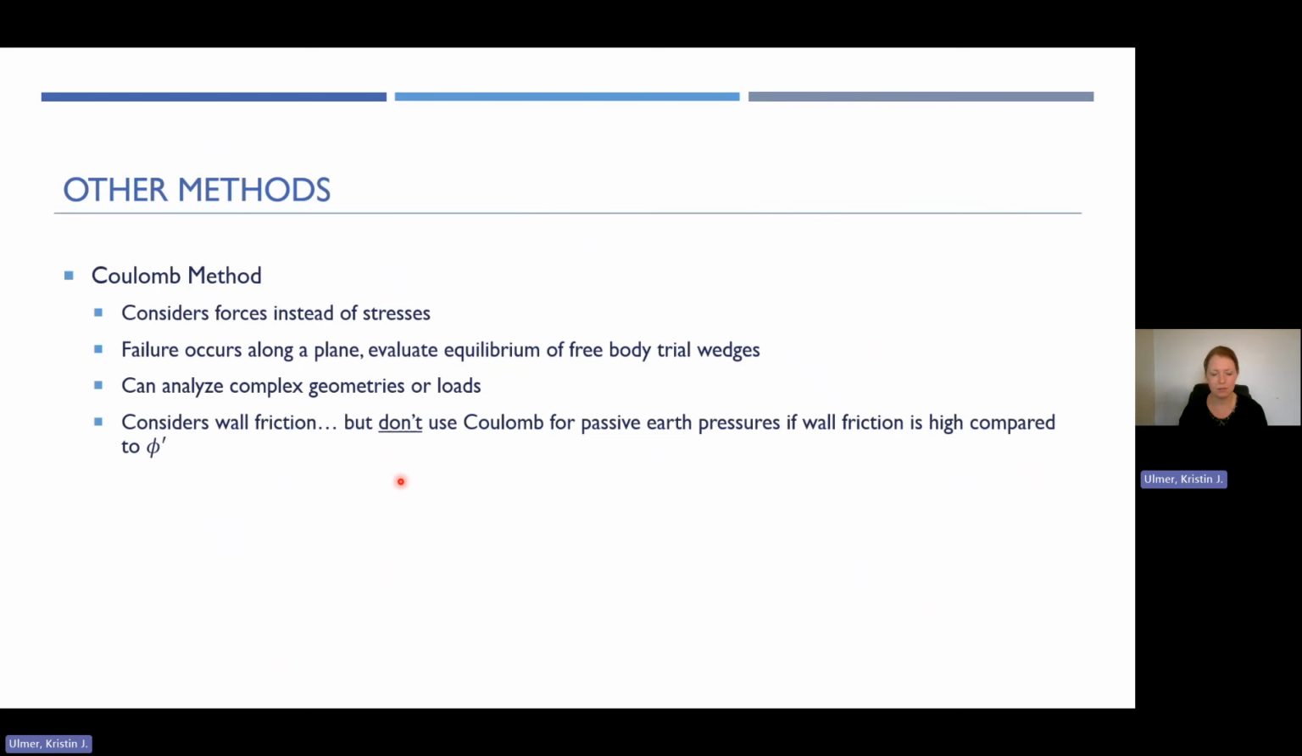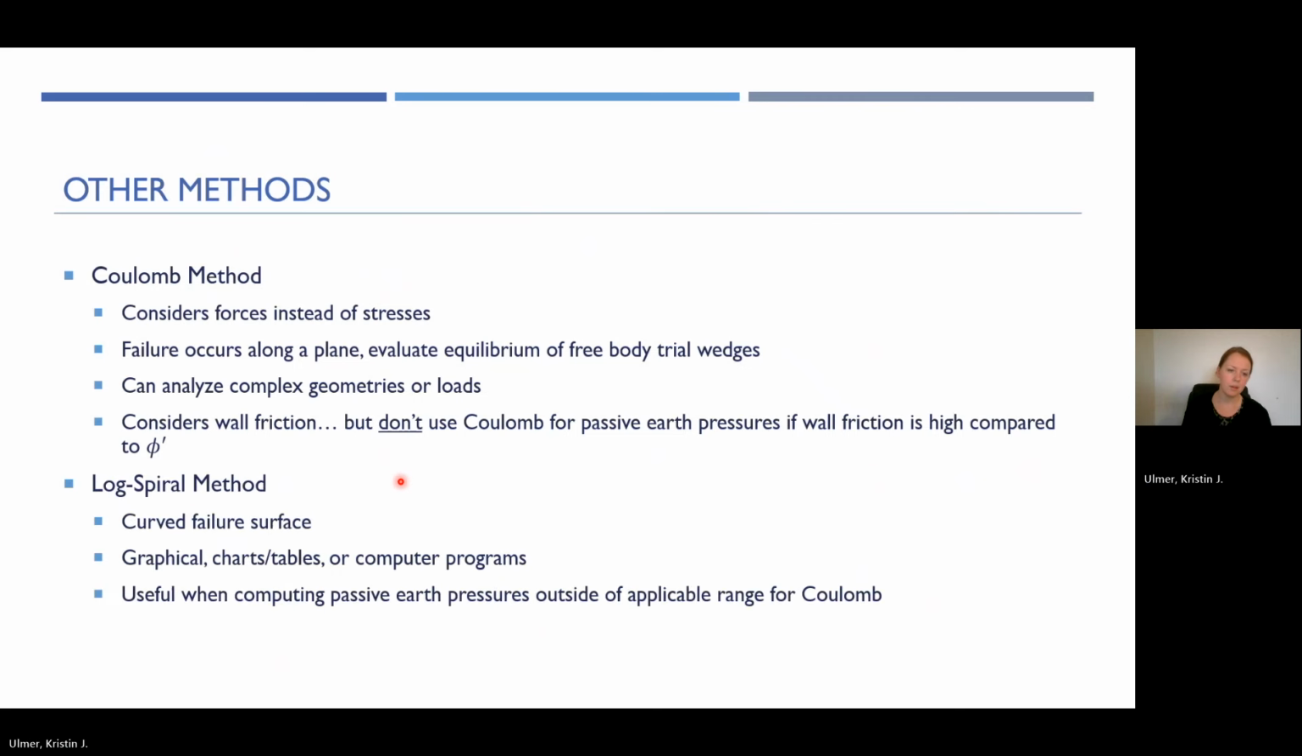Coulomb also considers wall friction, but just be cautious about using Coulomb method for passive earth pressures if your wall friction is really high compared to your friction angle of the soil. That's because you start to have really strong mispredictions in the Coulomb method compared to what reality would suggest. Part of that is because in the Coulomb method, we're assuming a linear or a straight flat failure plane. But in reality, that plane is probably a little bit curved, especially when you're really close to the wall itself or the object that's moving in or out of the soil.